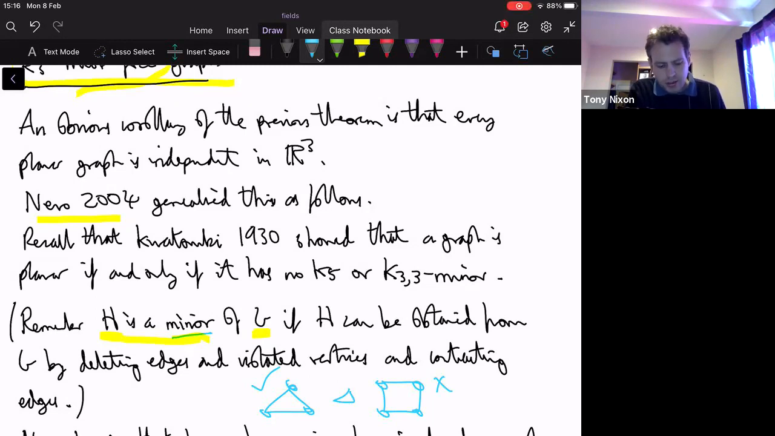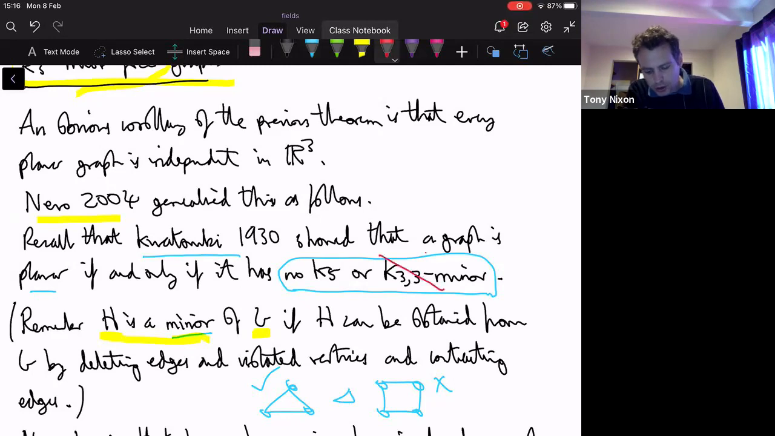But minors are definitely related to planar graphs because of Kuratowski's theorem. Kuratowski showed that a graph is planar if and only if it has no K5 and no K3,3 minor. And so the result of Gluck that we just talked about is saying that every graph with no K5 or K3,3 minor is independent in the 3-dimensional rigidity matroid. And Nevo basically showed that you can delete this part. So you can just say you have no K5 minor. So you widen your class of graphs to include things like K3,3.